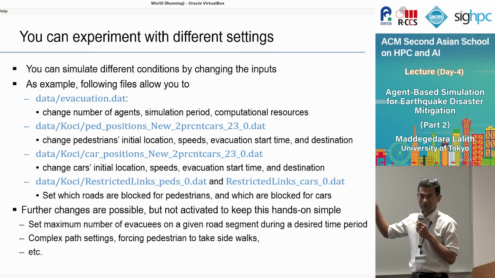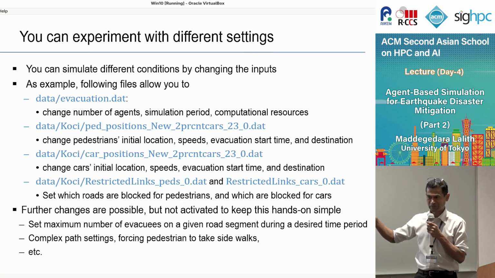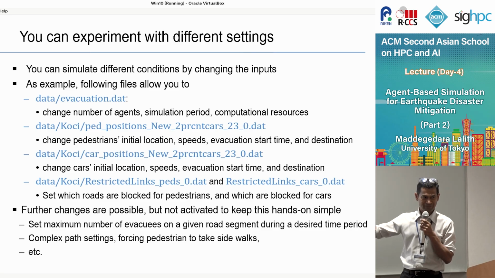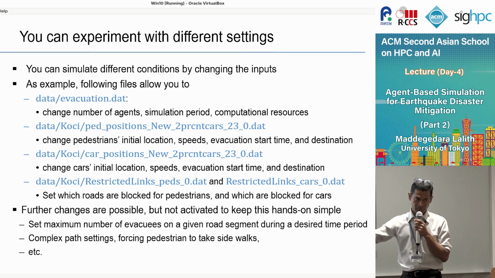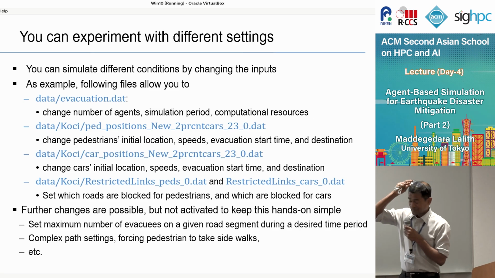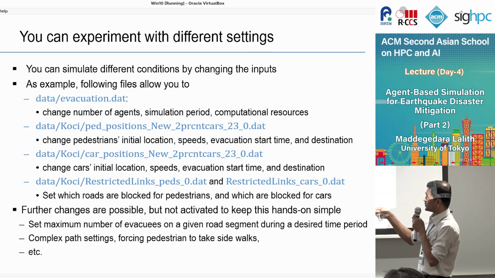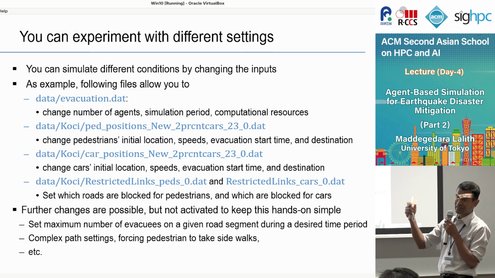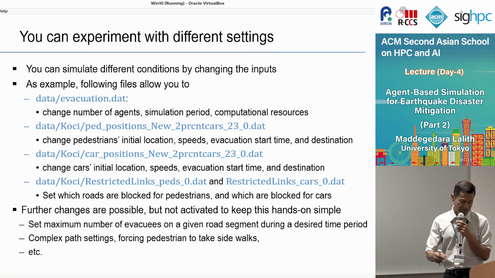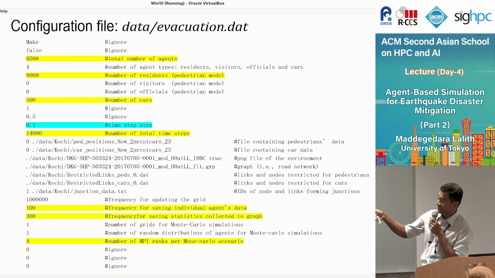Next, let's look at what things you can change so that you can later play with this software. And then let's visualize results of a pre-run. So in this one, as I showed you earlier, we can change how many agents to use, what's the simulation period, and how many MPI ranks to use. That is this file.